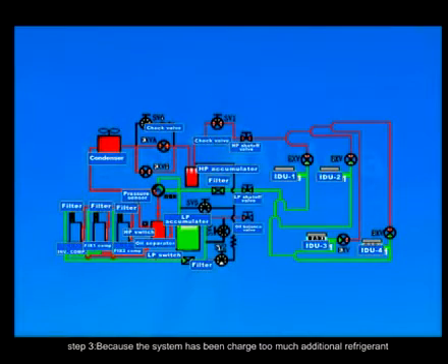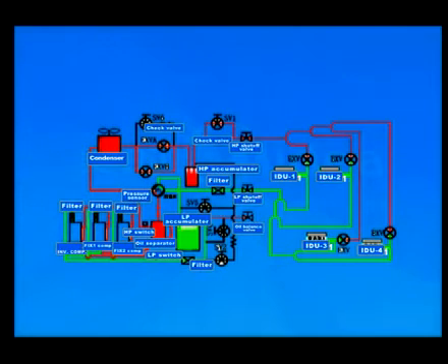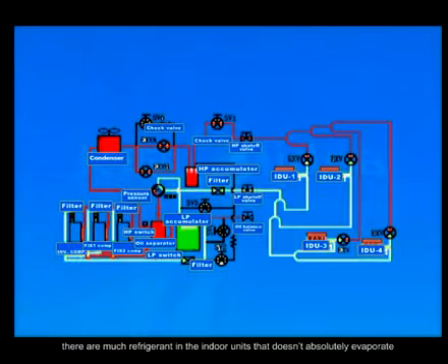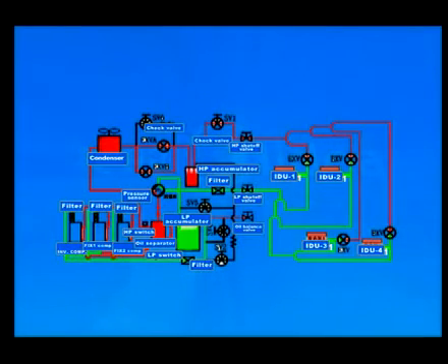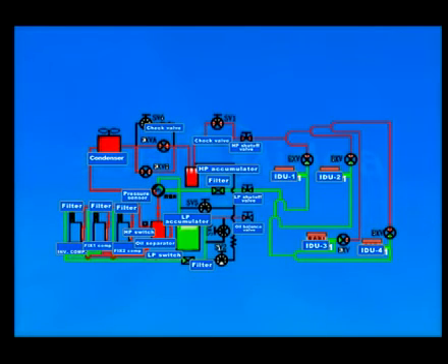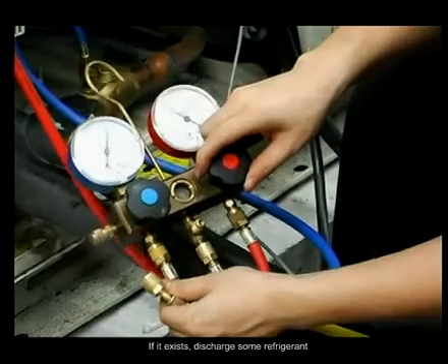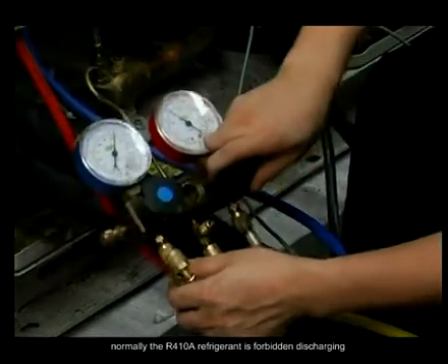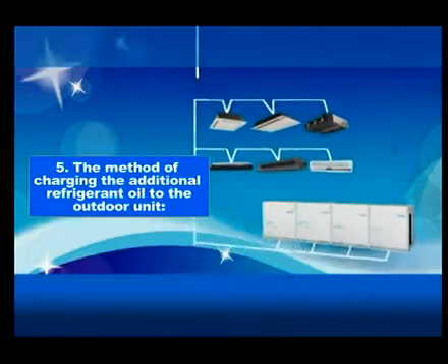Step 3. Because the system has been charged with too much additional refrigerant, when the system is running in cooling mode under low ambient temperature, there is much refrigerant in the indoor units that doesn't completely evaporate, and it enters the suction pipe at lower temperature and in liquid state. If this exists, discharge some refrigerant. Normally, discharging R410A refrigerant is forbidden.